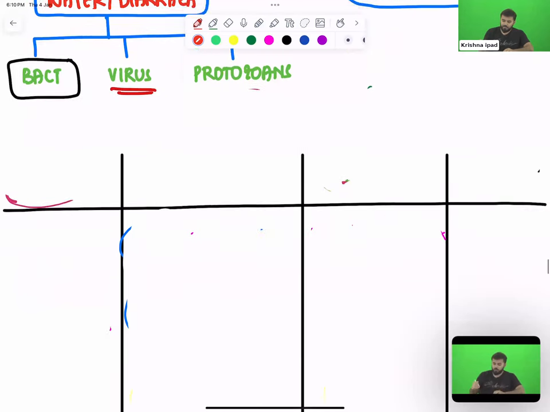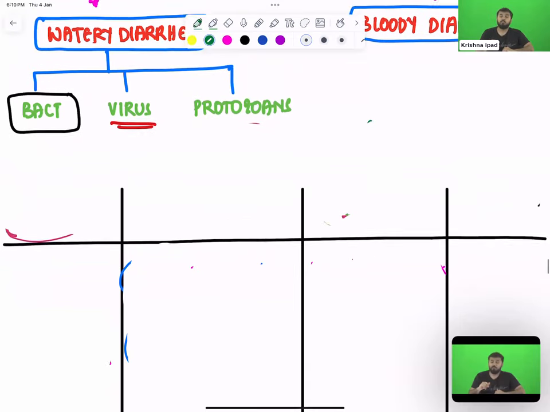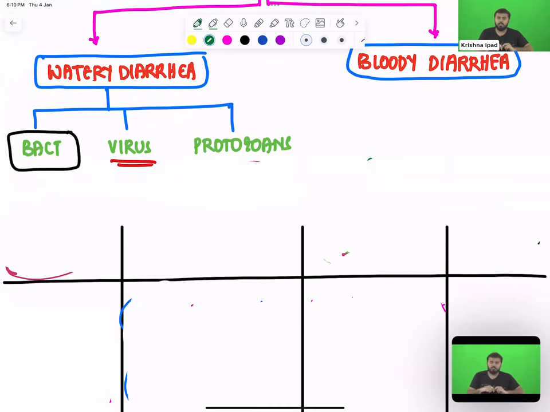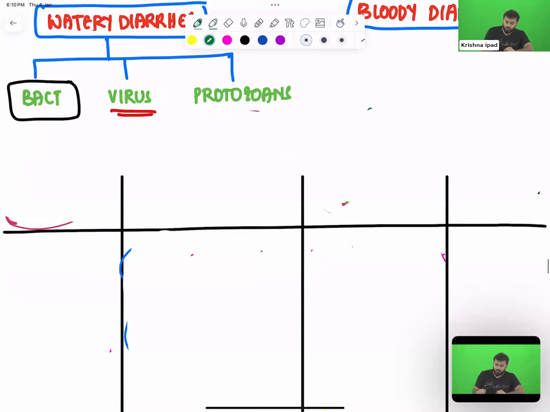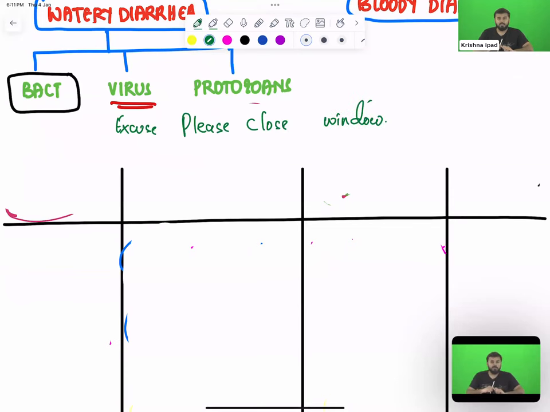So how do you remember this? Just remember by this mnemonic over here. For example, let us say you are sitting in a room nearby the window. There is watery diarrhea coming from the upstairs. Let us say there is rain falling. Not diarrhea, rain is falling down. Whenever it is raining, you tell the person to close the window. How do you tell the person? You would say, excuse me, please close the window.